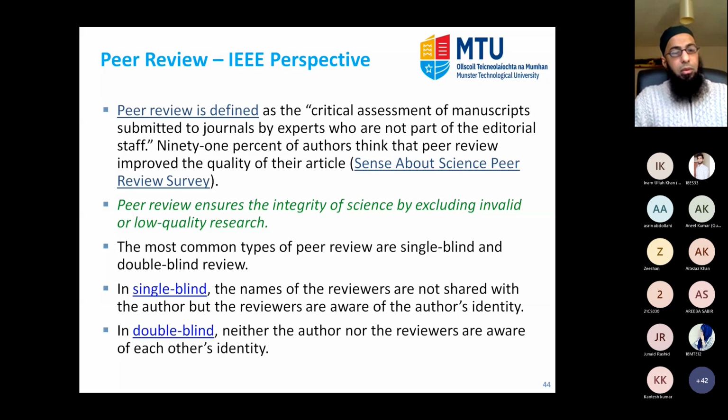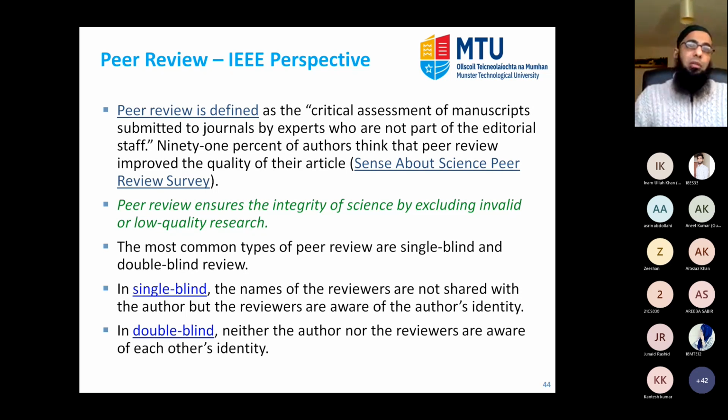In double blind review, when you submit your article, you will remove your name or any identification tag in your paper that shows that this article is written by you. And even you will not be aware of the reviewer's name. So both the reviewers and the authors will not be aware of each other's identity. So this is called double blind review.